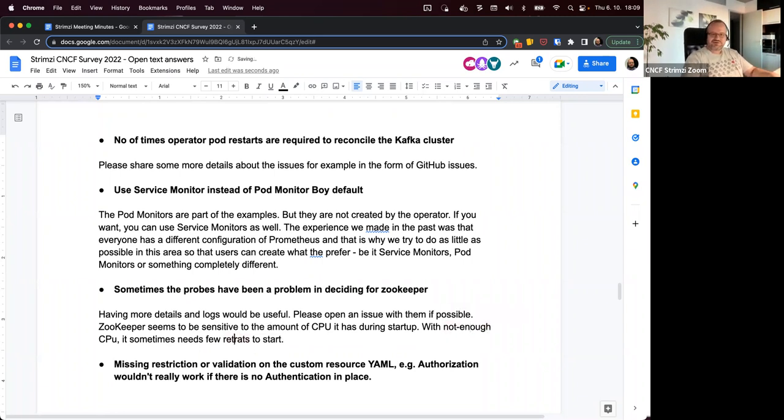It's hard to speak and type at the same time. Anyone else has something to this?